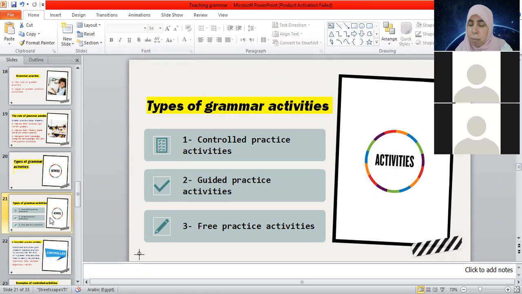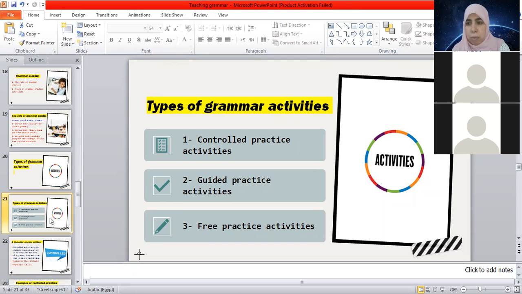If it is the form, use controlled practice activity. And we will have some examples now. If it is the meaning, use guided practice activities. If it is the use, free practice activities, okay? So these are the types of grammar activities. It's supposed to start with controlled practice activity, then guided, then free. It's difficult for students to start with free.